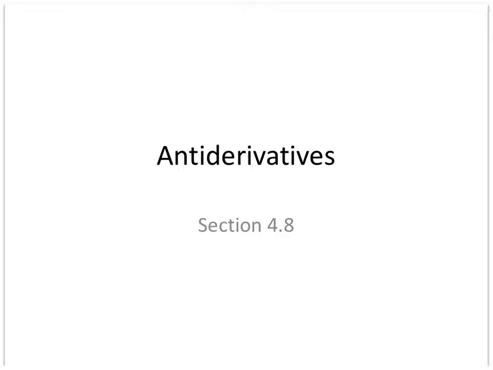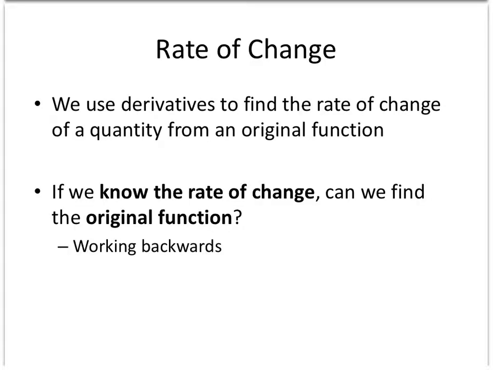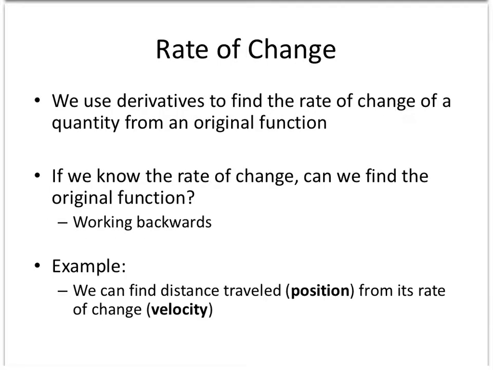All right, in this section we're going to cover antiderivatives, where we use derivatives to find the rate of change of a quantity from an original function. But what if we know the rate of change? Can we find the original function? In other words, what if you know the derivative, but you want to find what function you used to get the derivative? So you're working backwards.